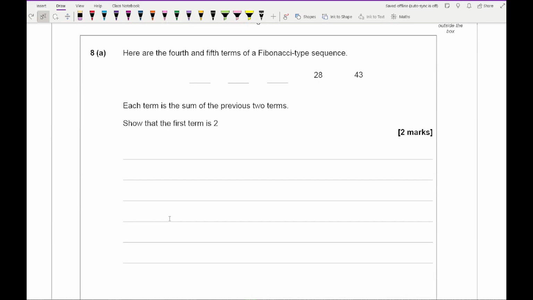here are the fourth and fifth terms of a Fibonacci type sequence. Each term is the sum of the previous two terms. Show that the first term is 2. Well, to work out what this number here is going to be, what I need to do is basically do 43 minus 28, which gives me an answer of 15. Then to work out what this number here is going to be, I need to do 28 minus 15, which gives me an answer of 13. And then for the first term, I need to do 15 minus 13, which is 2.